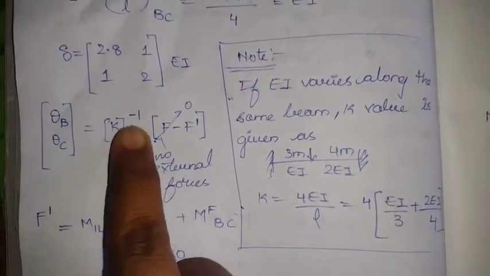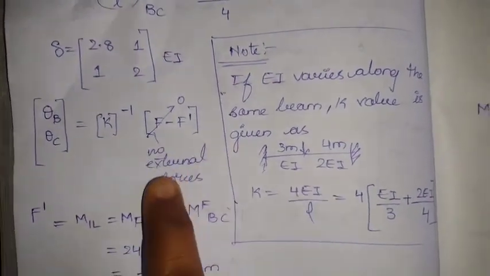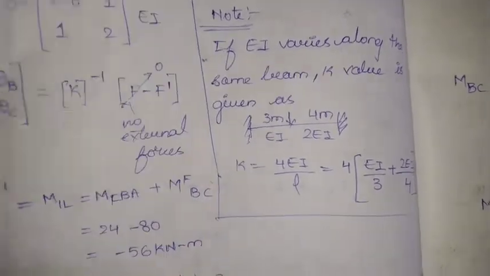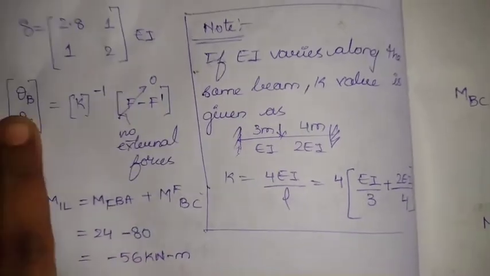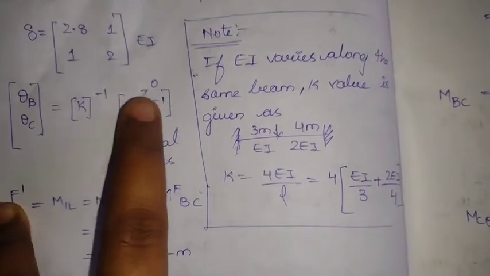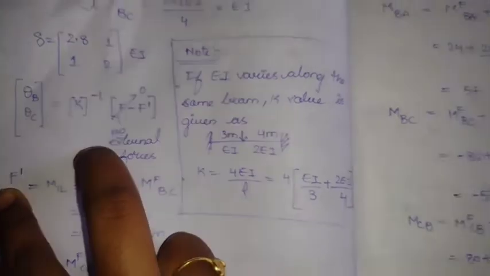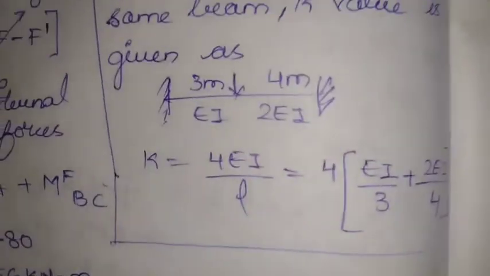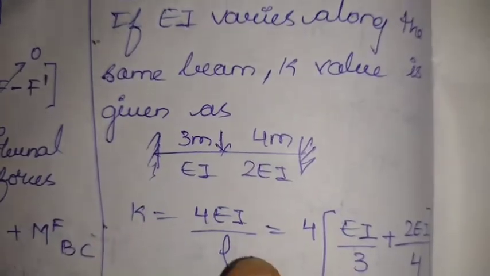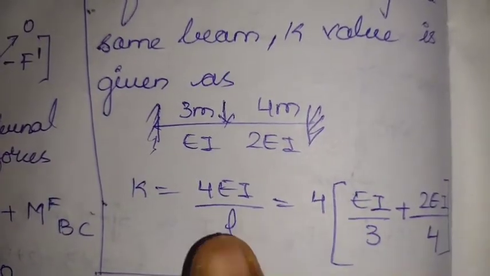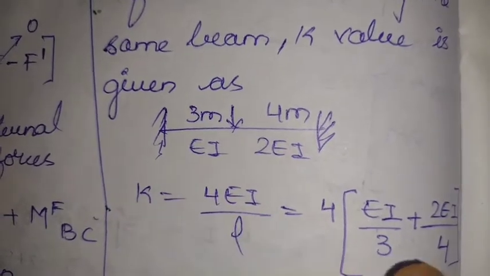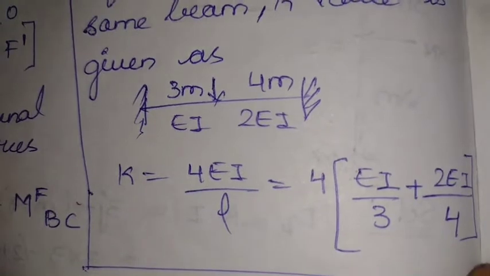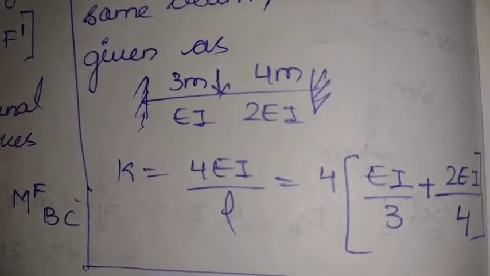We know theta is equal to K inverse of F minus F dash. As no external forces are given, as no moments are given, we are taking the moments as the forces. So at that point, as no moments are mentioned, we will be taking this as 0. Okay. So if anything inside this span, if EI is varying, like we know K is equal to 4EI by L, but EI is varying, so we can take 4 as constant, EI by L, EI by 3 plus 2EI by 4. So this is how we can do it with varying EI, that is modulus of rigidity.